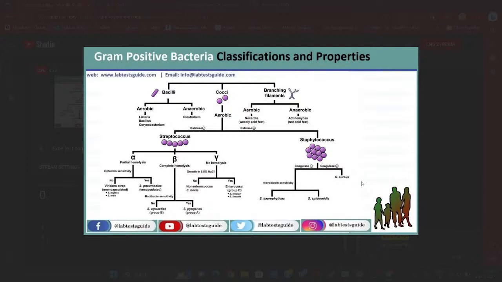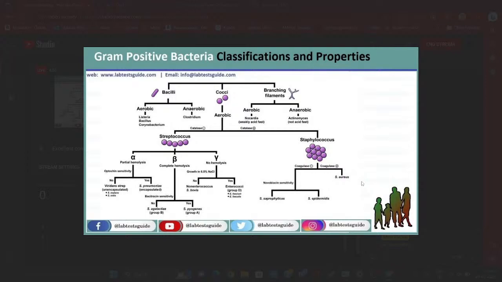That brings us to our next classification of bacteria: cocci. Cocci are all aerobic, which means they can survive in the presence of oxygen. Further classification we make on the basis of the availability of the catalase enzyme.